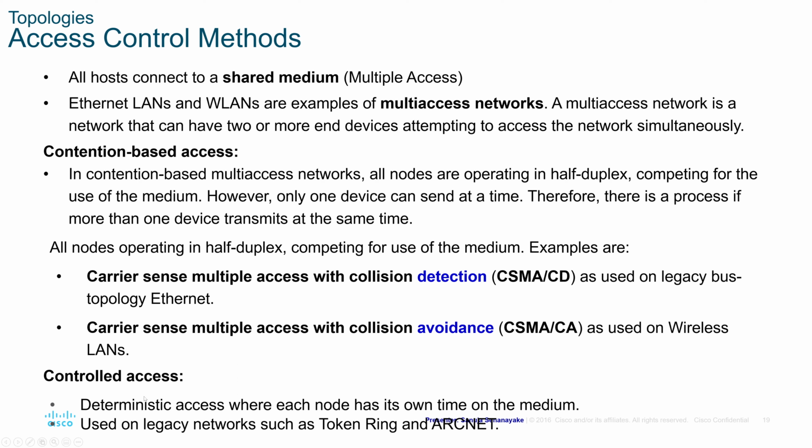Controlled access is a deterministic access where each node has its own time on the medium, and it is usually used on legacy networks such as token ring. You don't need to know a lot about it, but you just need to know it does exist. So there's contention-based access and controlled access. You need to know those two exist, but controlled access is not something that we will be focusing on in any of our lectures.